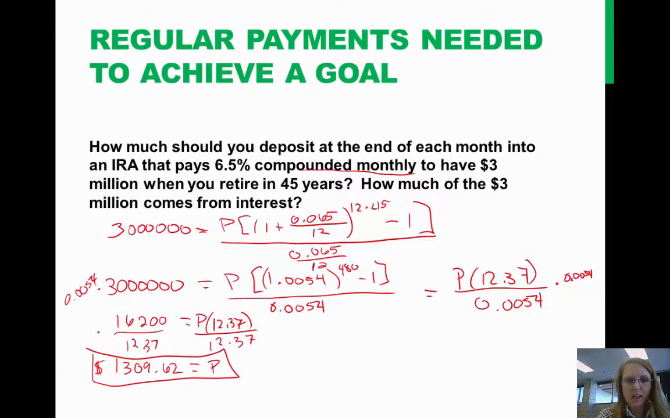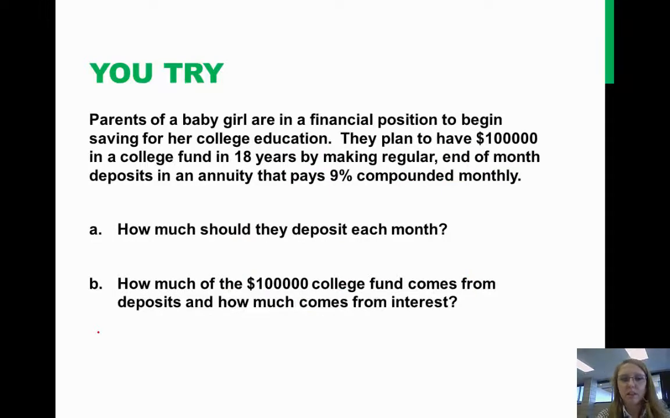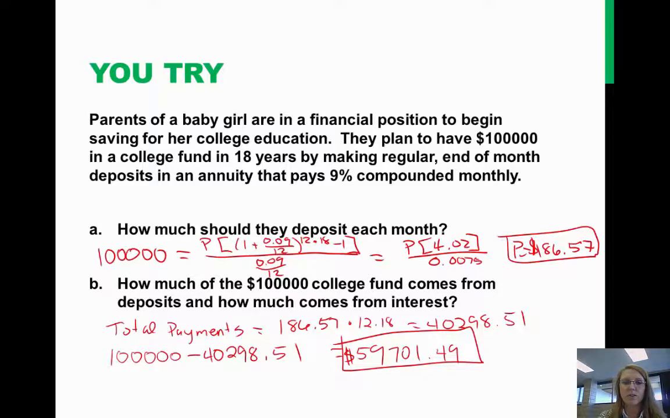All right, so I'm going to give you guys a chance to try it on your own and then come back and check your work. Okay, so on this first one, if you plug it in and solve for P, you should get $186.57. That would be the monthly payment for 18 years.